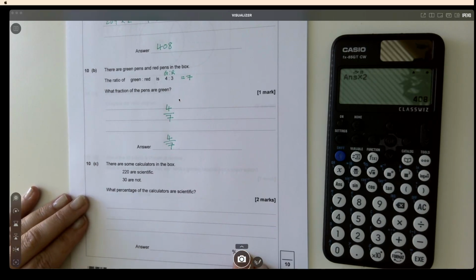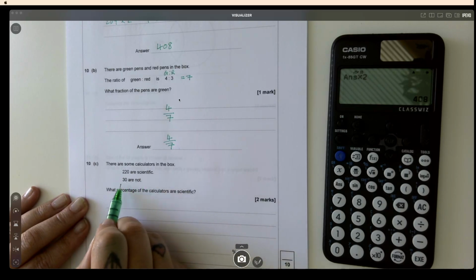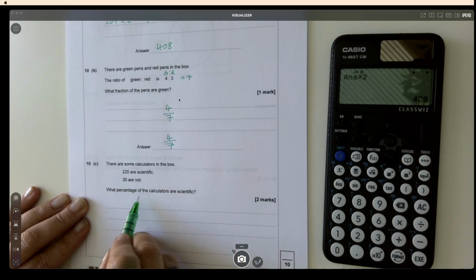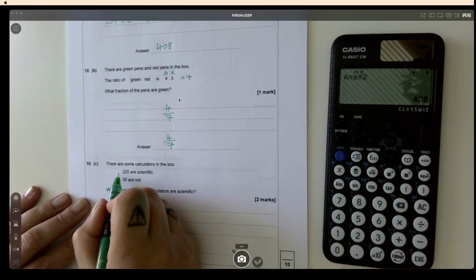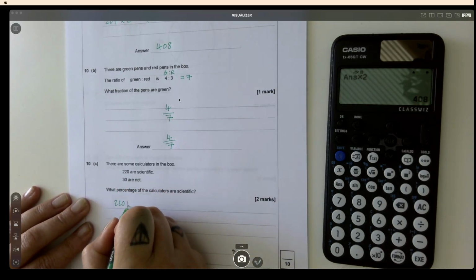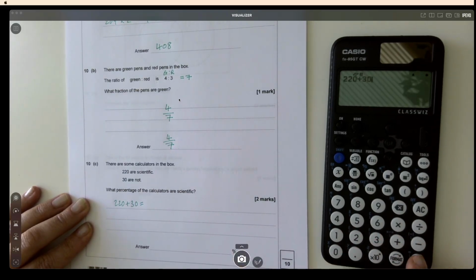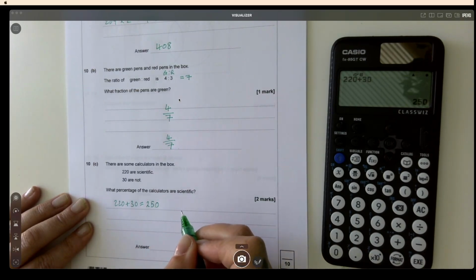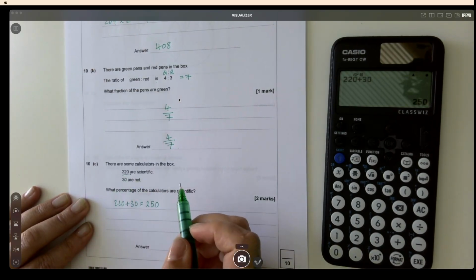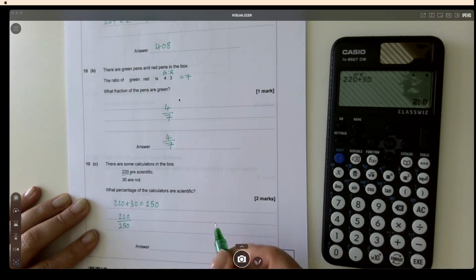(10C). There are some calculators in the box. 220 are scientific, 30 are not. What percentage of the calculators are scientific? So if we do 220 plus 30, this is going to tell us how many calculators in the box altogether. So that's 250 calculators in total. 220 of them are scientific calculators. So 220 out of 250 are scientific.